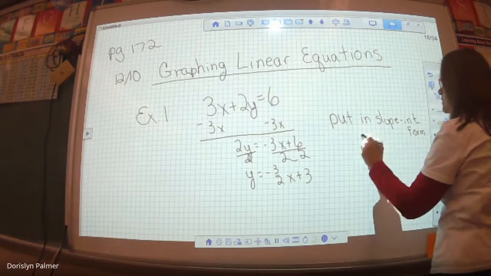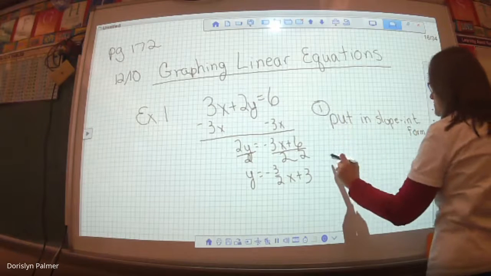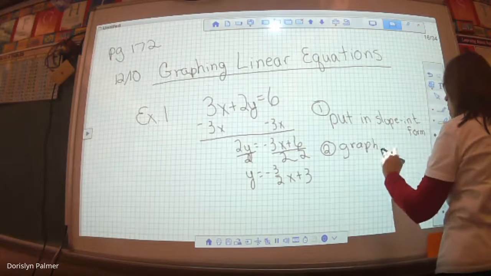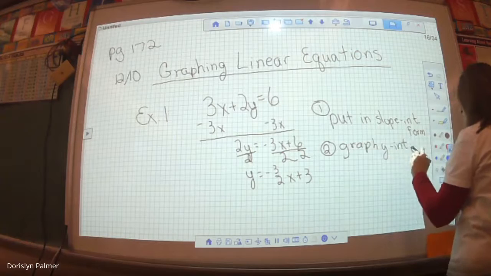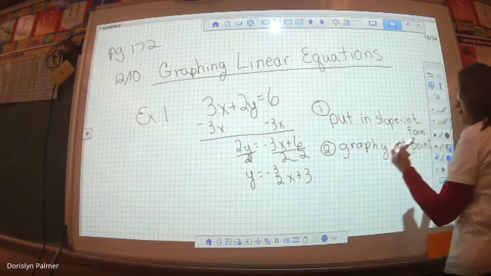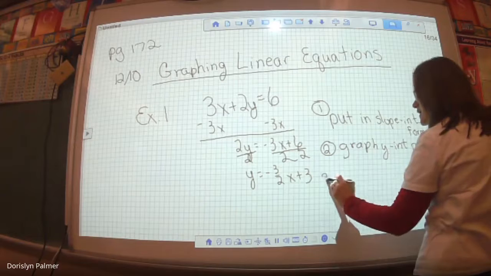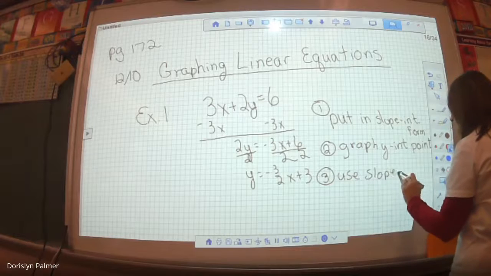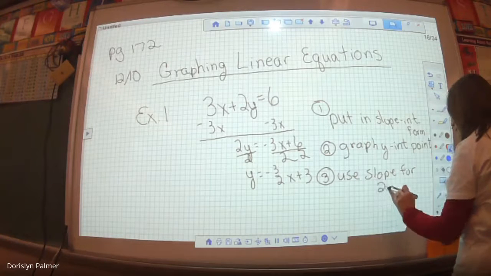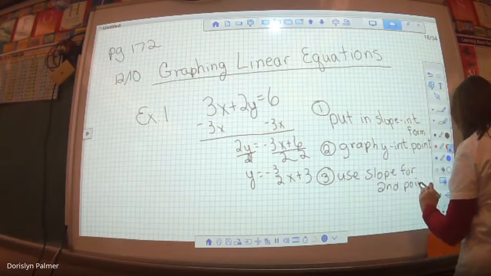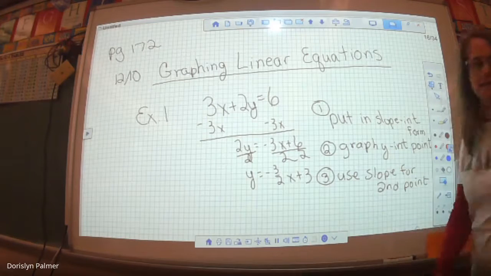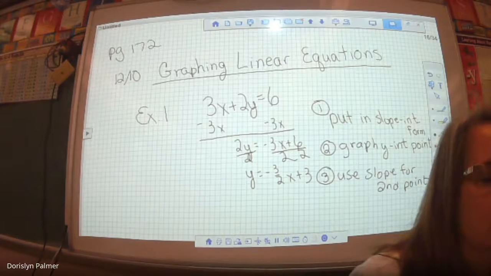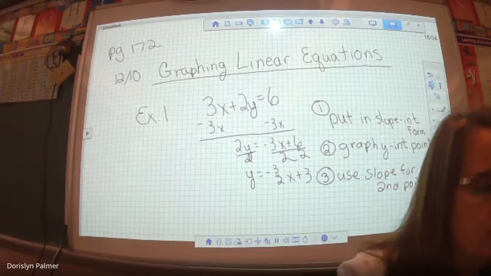So we're here. Number 1, put in slope-intercept form. We're going to say number 2, graph y-intercept point. All right, so you guys can do that pretty easily, right? Graph positive 3 on your y-intercept. And use slope for the second point. All right. And my 8th graders, you will remember this from last year. I'm going to look for something I want to show you.